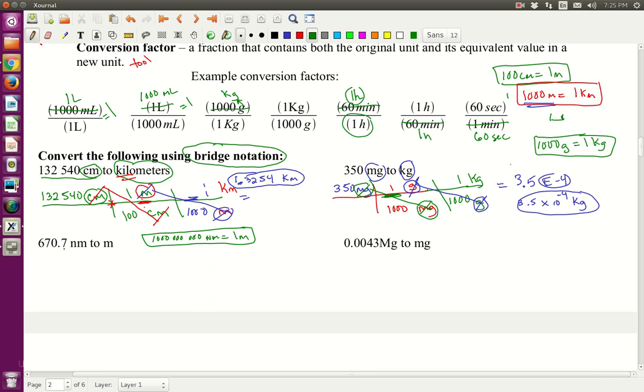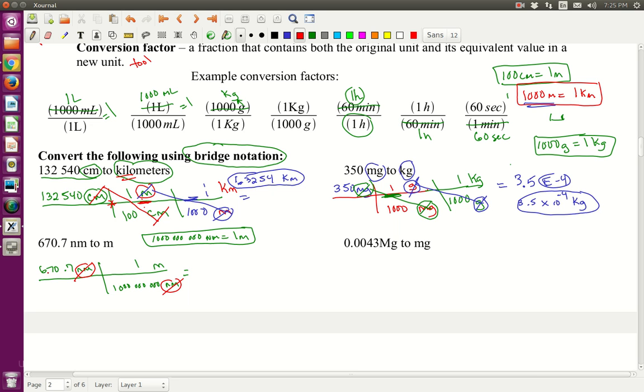Okay? So let's change this. 670.7 nanometers. And we're going to change it to meters. Meters is the base unit, has no prefix. So 1 meter is 1 billion nanometers. So then see, I use this relationship. I put meter on the top because I need to get that answer in meters. I'm going to cancel out nanometer and nanometer.